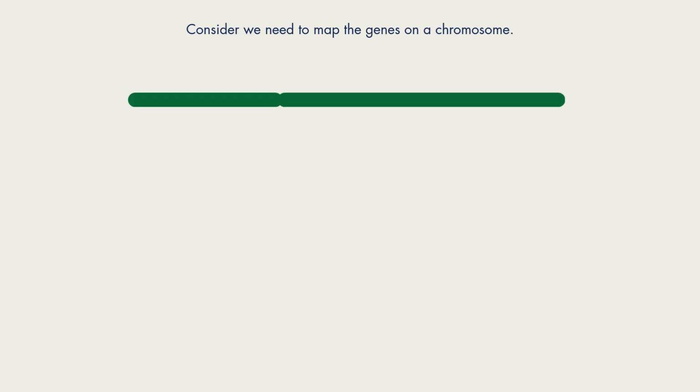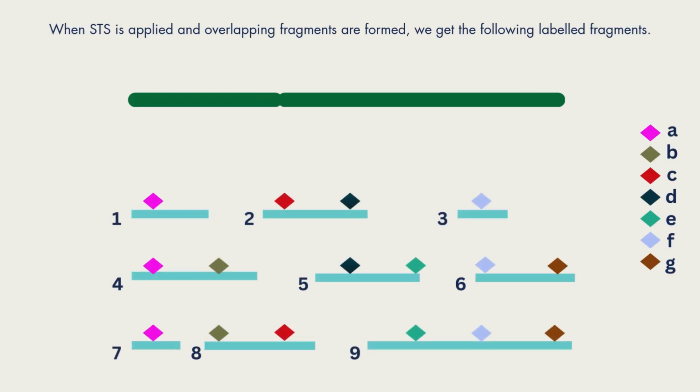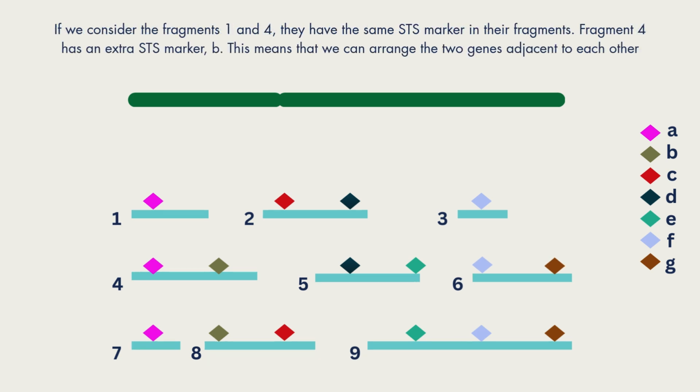Consider we need to map the genes on a chromosome. When STS is applied and overlapping fragments are formed, we get the following labeled fragments. If we consider fragments 1 and 4, they have the same STS marker in their fragments. Fragment 4 has an extra STS marker, B. This means that we can arrange the two genes adjacent to each other.